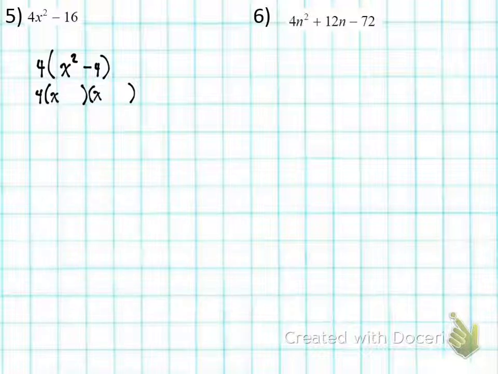Okay, and then the square root of 4 is? What's the square root of 4? 2. And then we're going to put a plus sign and then a minus sign. That's it, you're done. You see how fast that was?